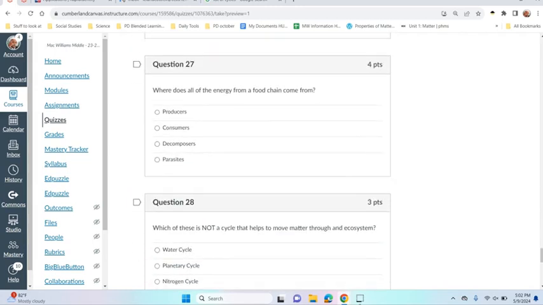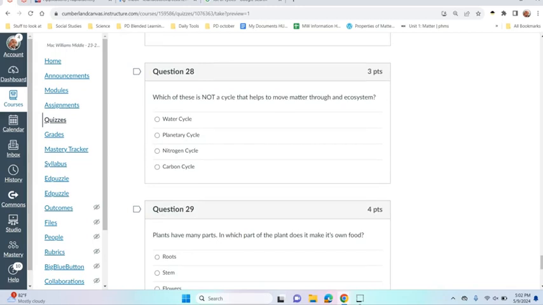Number 27. Where does all the energy from a food chain come from? Producers, consumers, decomposers, or parasites? Number 28. Which of these is not a cycle that helps move matter through an ecosystem? Is that the water cycle, planetary cycle, nitrogen cycle, or carbon cycle?